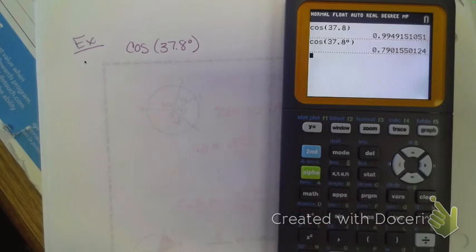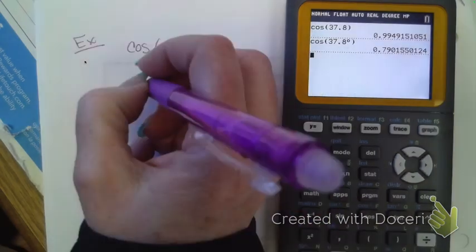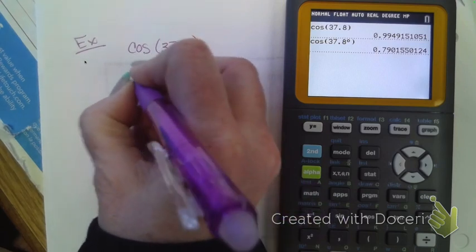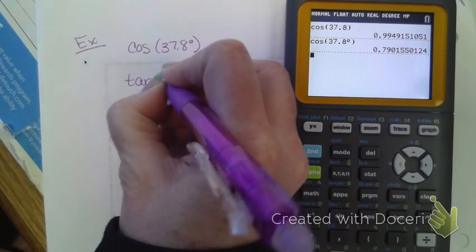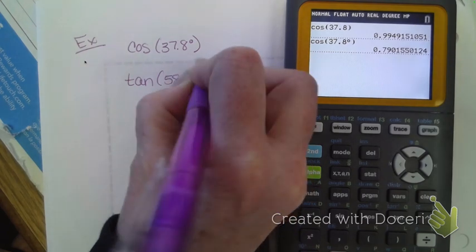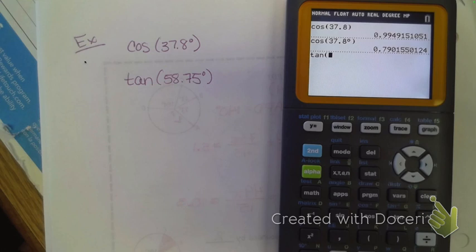Okay, so now we can do it. Let's see. Tangent of 58.75. And I want you to write this on your paper, guys. You write the problem. Don't just write the answer, just because it's good form. You should get 1.65. Four decimal places it usually says.